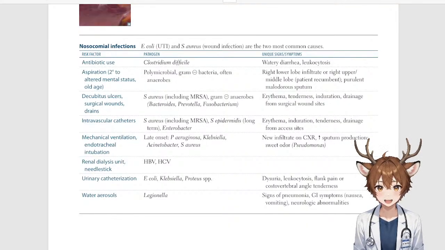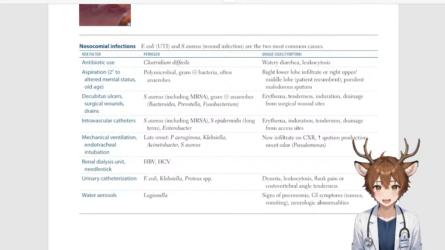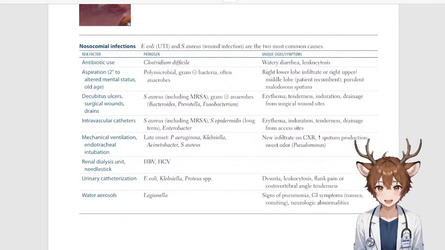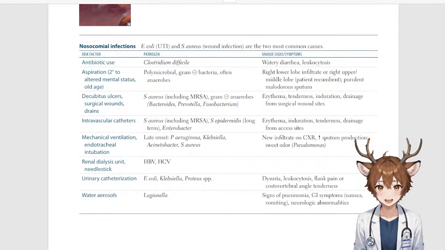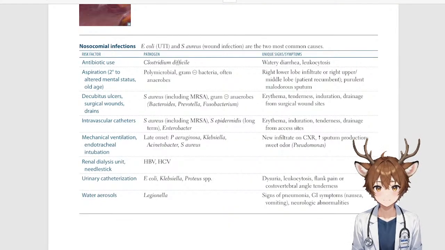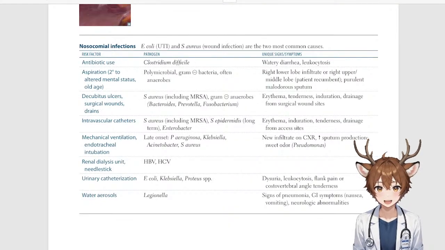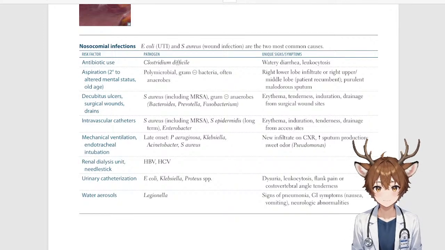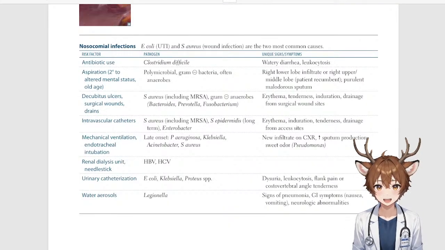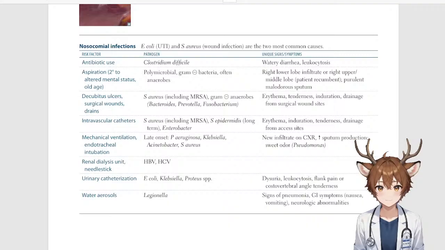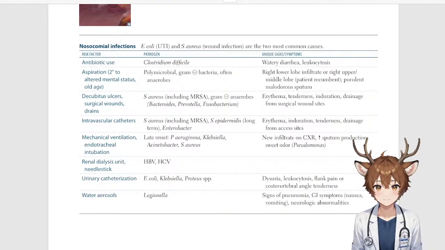Now, your book says nosocomial infections, which is what I've heard it called. They say healthcare-associated infections. It's basically the same idea. E. coli UTI and Staph aureus wound infection are the two most common causes. Risk factor, pathogen, unique signs and symptoms. So antibiotic use and proton pump inhibitors, you might have Clostridium difficile. Unique signs and symptoms: watery diarrhea, leukocytosis.